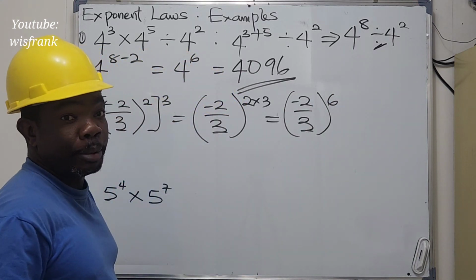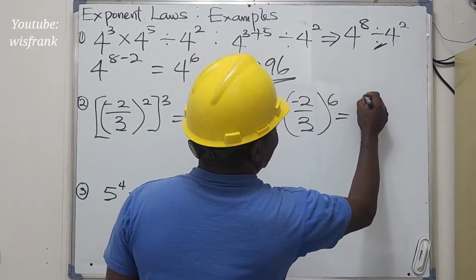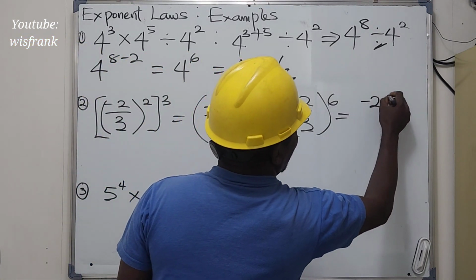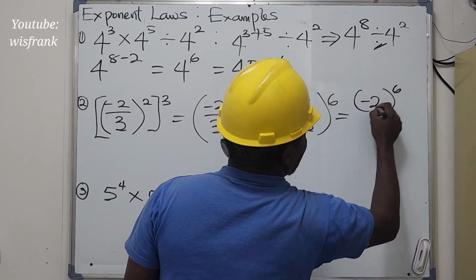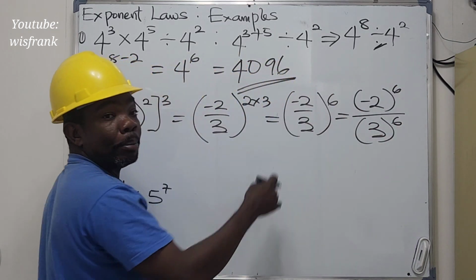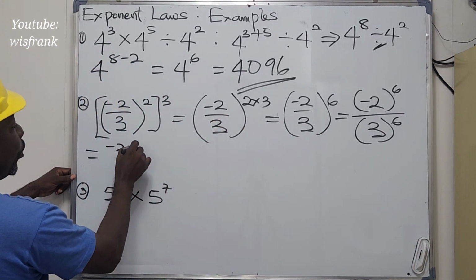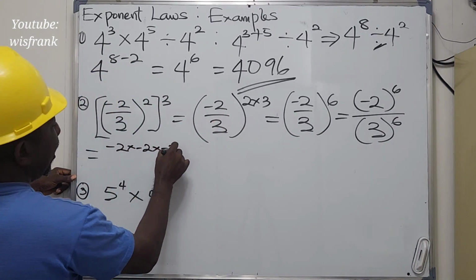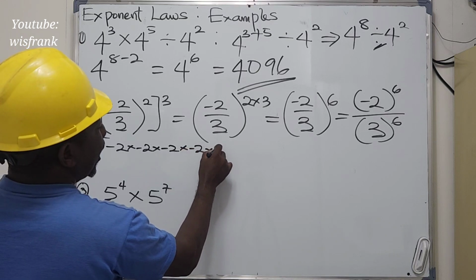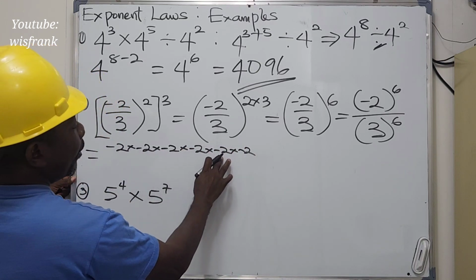So we have another expression here. So here we can write it this way. This can be given as minus 2 all to the power of 6 all over 3 all to the power of 6. We can separate this. So this is the same thing as having minus 2 times minus 2 times minus 2 times minus 2 times minus 2 times minus 2. We have 1, 2, 3, 4, 5, 6.